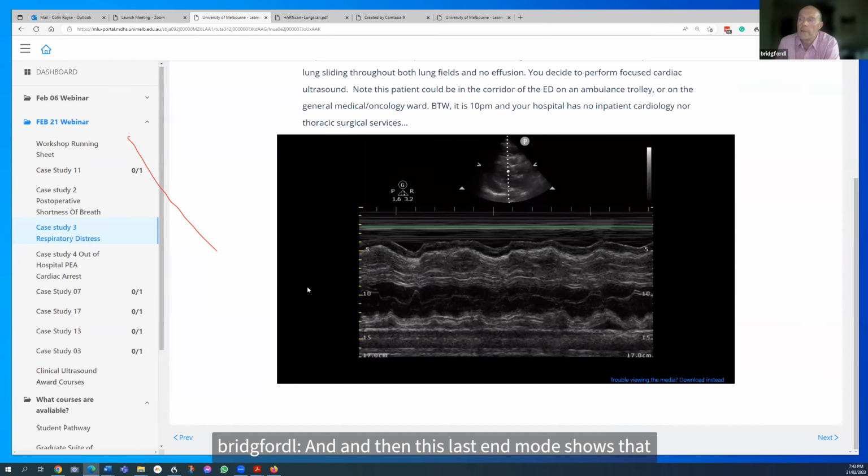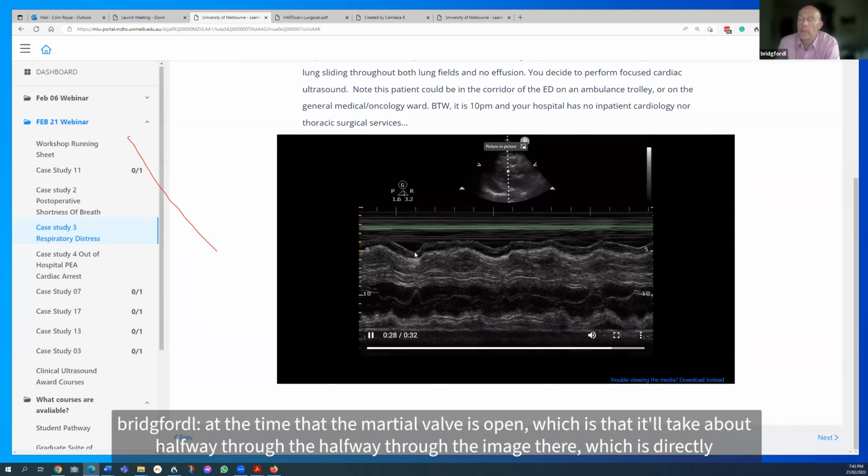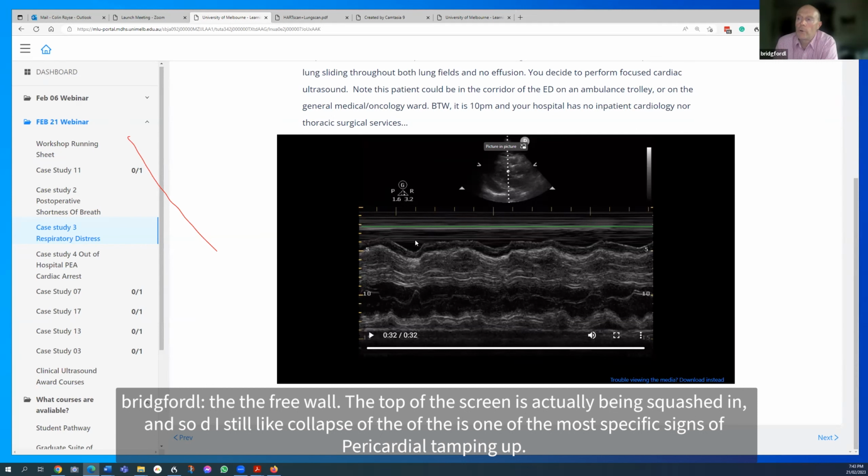And then this last M mode shows that at the time that the mitral valve is open, which is that little peak about halfway through the image there, which is diastole, the RV free wall at the top of the screen is actually being squashed in. And so diastolic collapse of the RV is one of the most specific signs of pericardial tamponade.